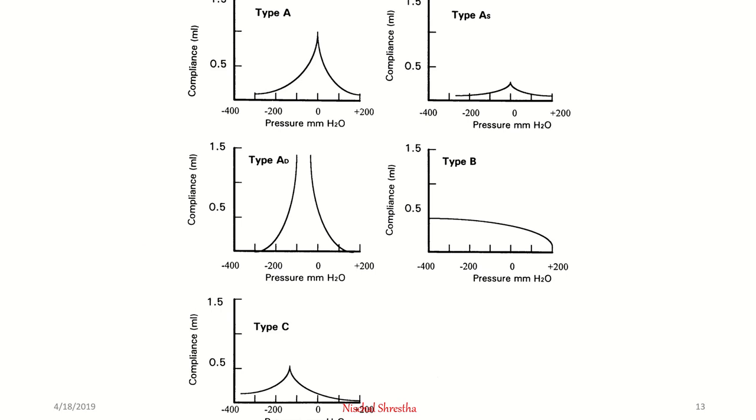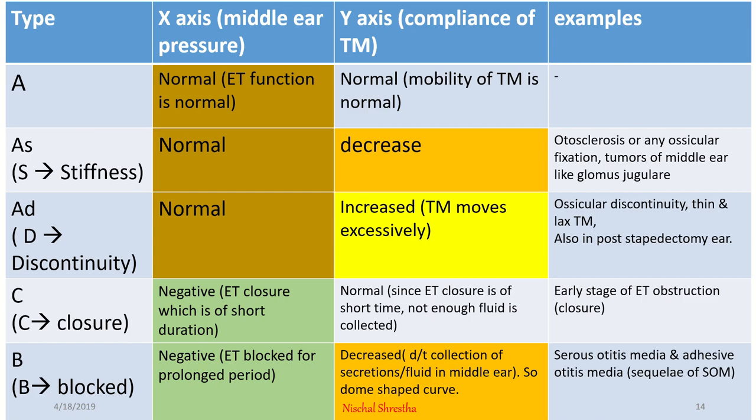I've already talked about the graph, and I made a table which will be easier to look at. So in type A, everything is normal, and type AS, AS means stiffness, like in case of otosclerosis or any ossicular fixation. Also in tumors of the middle ear, like glomus tumor. So fixation has occurred, but the eustachian tube is normal. So when the eustachian tube is normal, middle ear pressure is also normal.